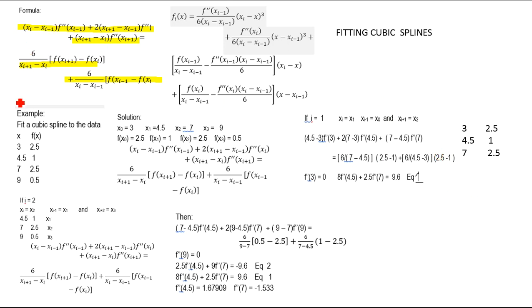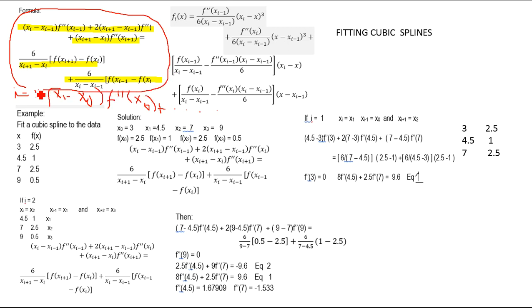kapag i is 1, then pwede mong isulat tong equation na to as x1 minus x0 multiplied by f double prime of x0 plus and so on. Yan yung pattern, yan yung ibig sabihin. Medyo complicated yung formula pero madali lang i-apply to kapag alam natin yung pattern na.